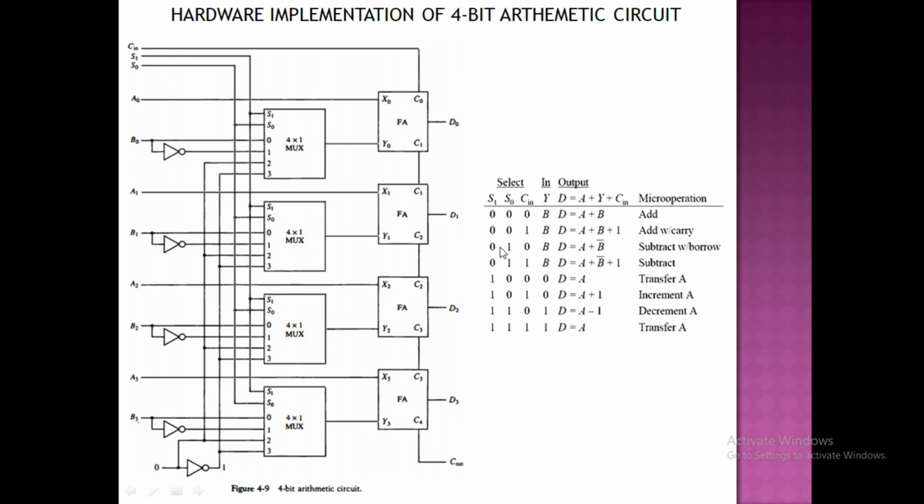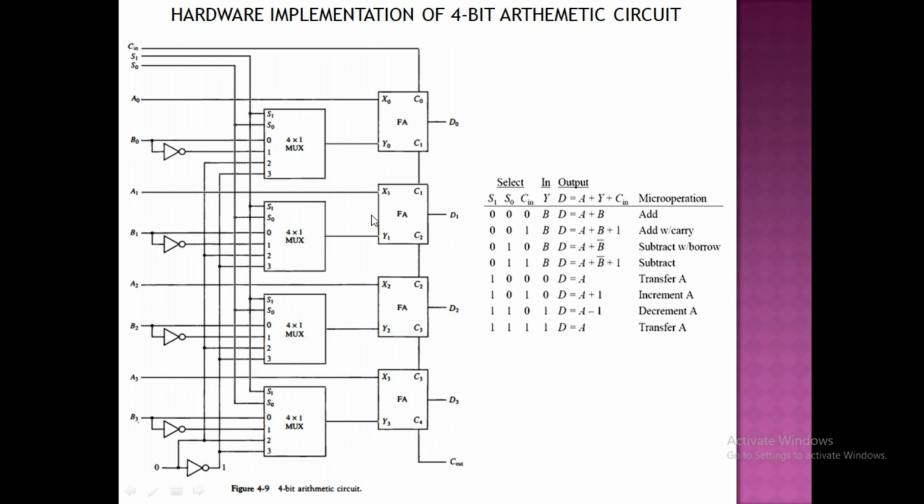And the third operation, that is when the selection lines are 0 1, we get B0 bar as an output in the multiplexer, so A0 plus B bar. A0 plus B0 bar means subtraction, so when a carry input is added, it will perform a subtraction operation.